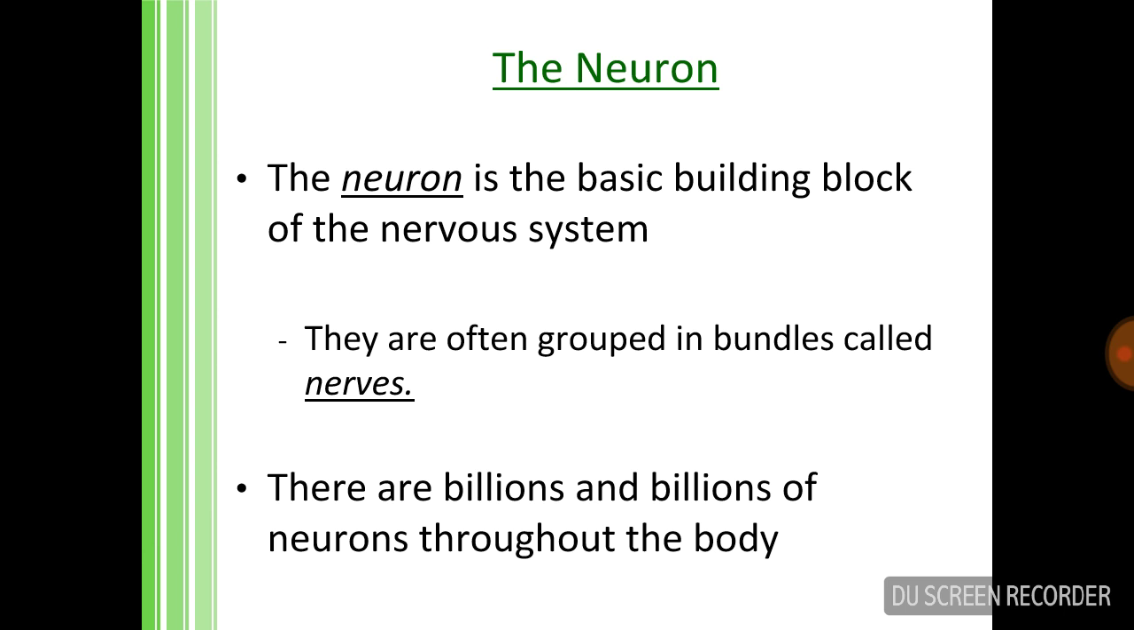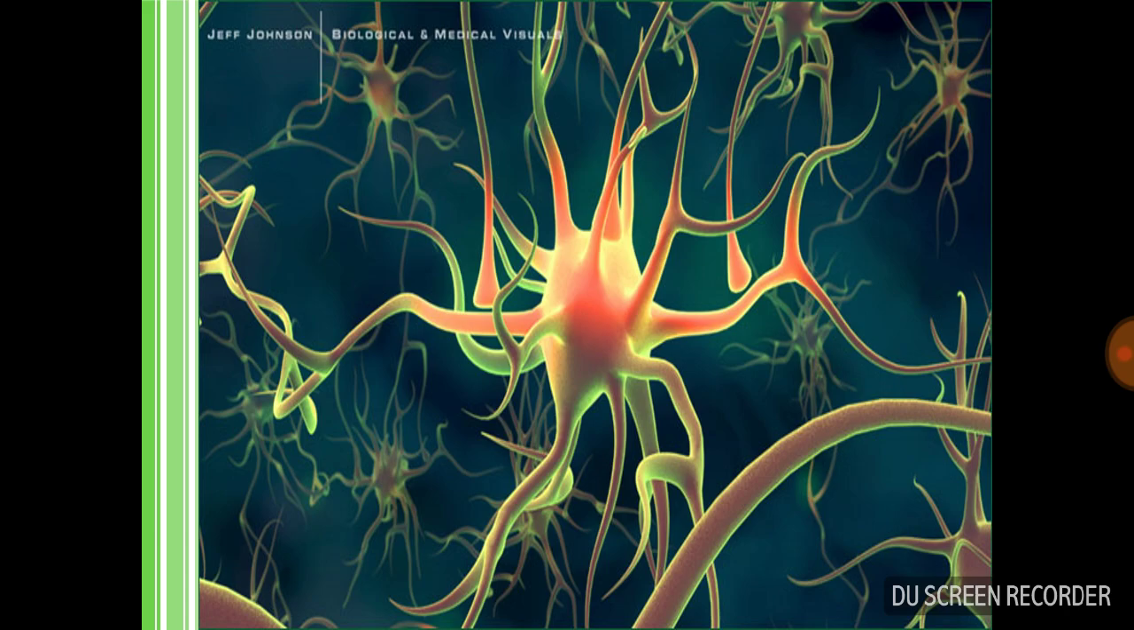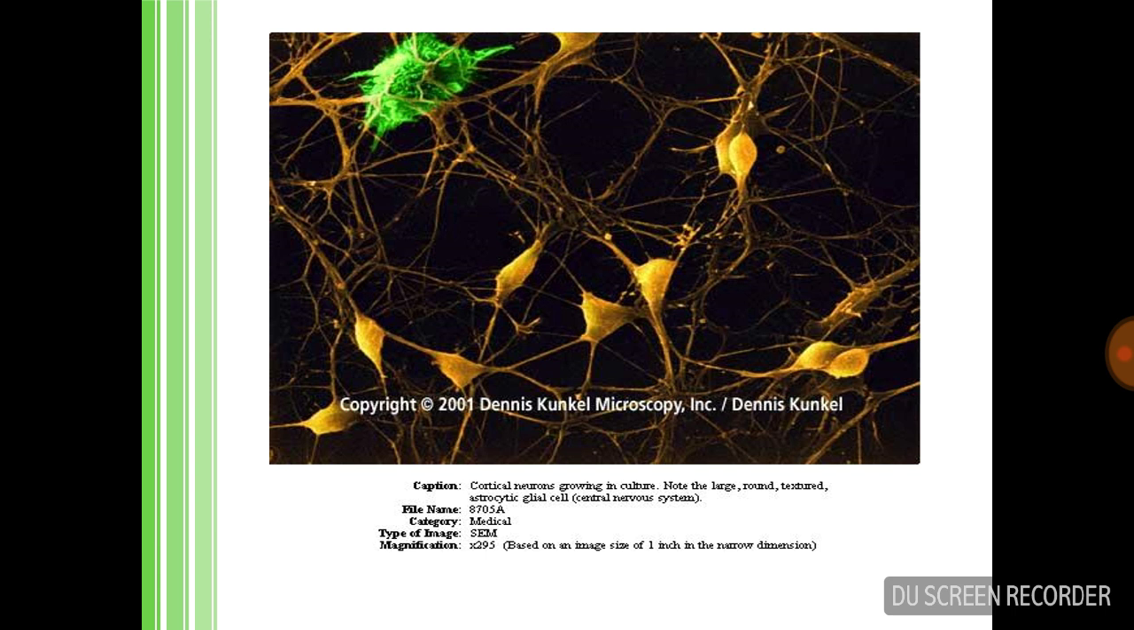The neuron. The neuron is the basic building block of the nervous system. They are often grouped in bundles called nerves. There are billions and billions of neurons throughout the body. You can see in this picture the complex structure of the neuron.